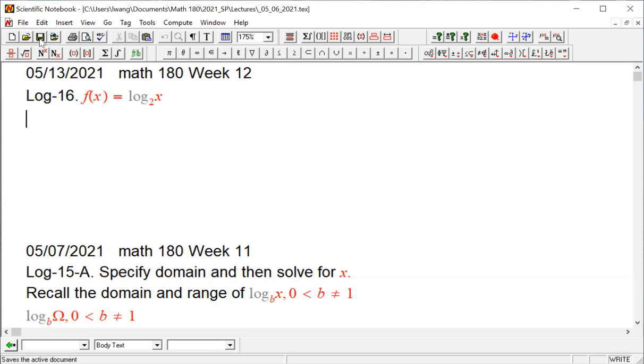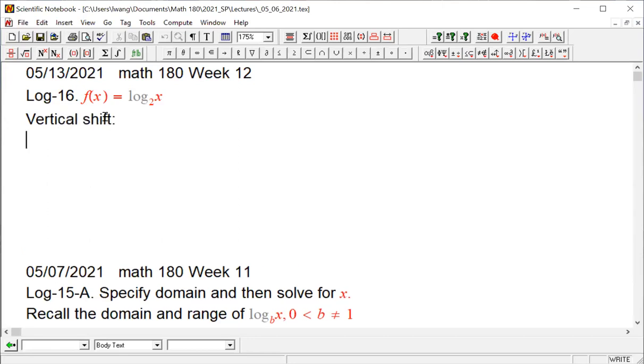Remember when we did the quadratic function and we did the shifting left, shifting right, shifting up, shifting down, and all of these transformations. That's right. You're right, Andy. They're going to be similar. For example, let's look at the vertical shift.